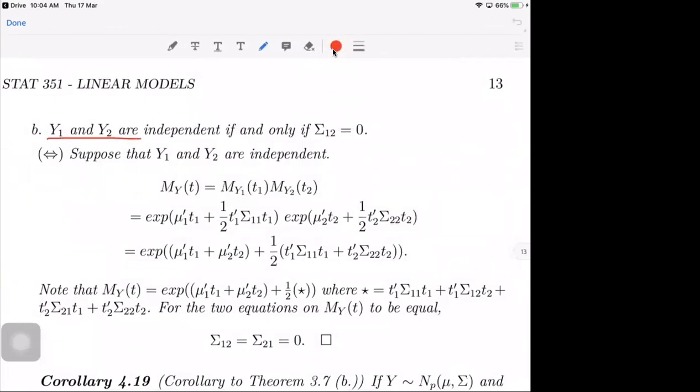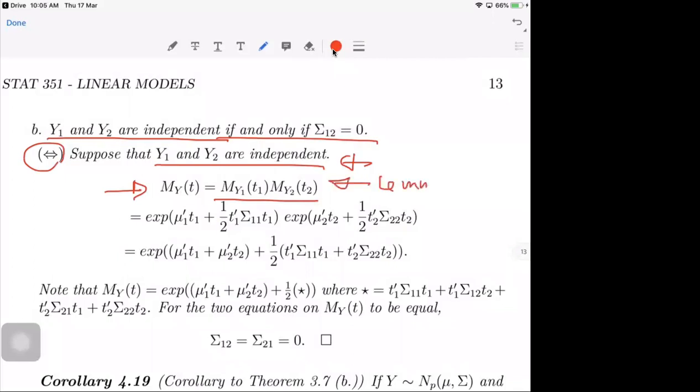Next, this is an if and only if statement, but we can show this both ways. So suppose that y1 and y2 are independent. So you have a result: if they are independent, then the moment generating function can be factored into their marginal distributions. So this was lemma what?